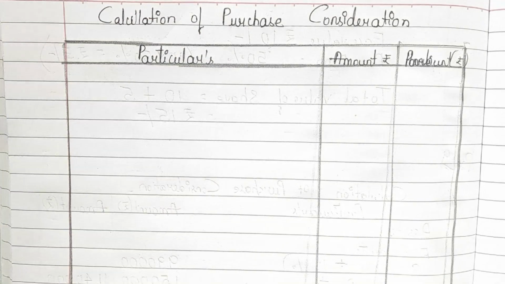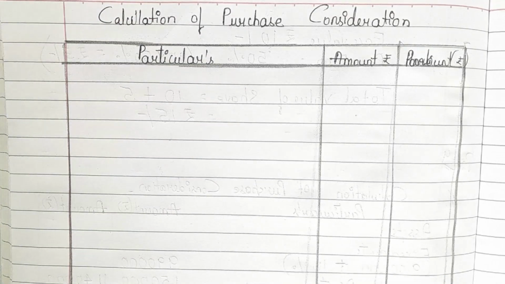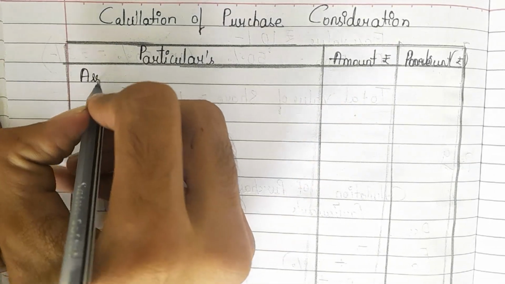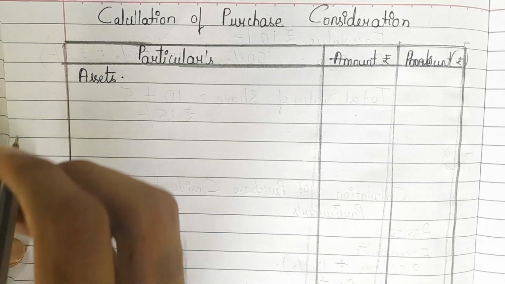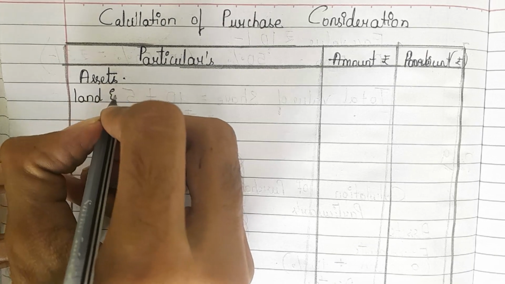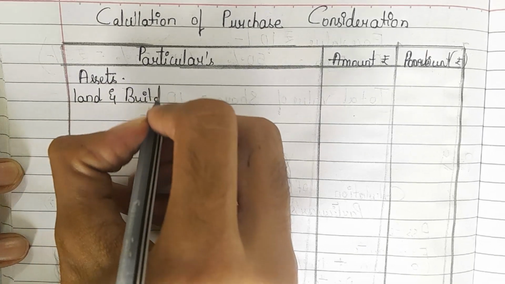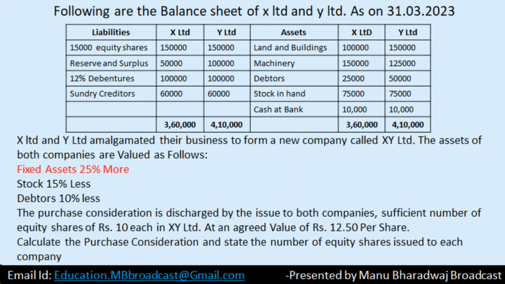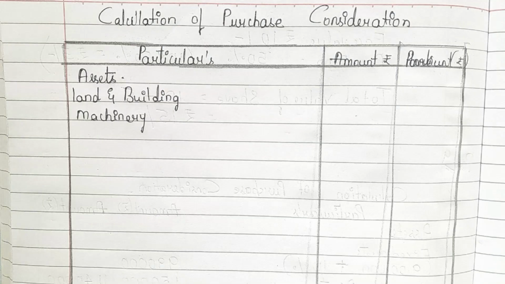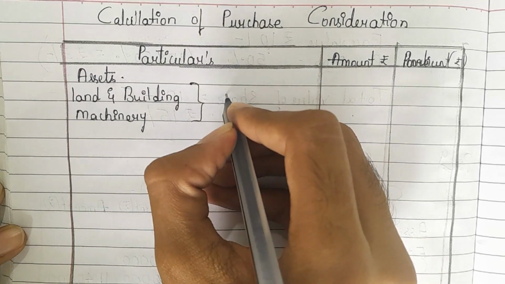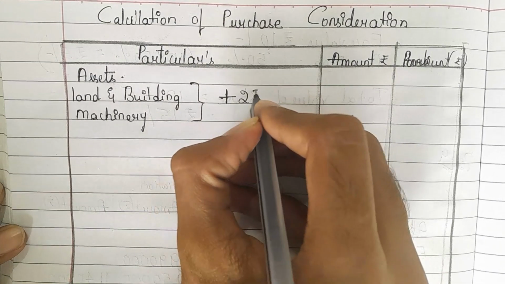Okay, this is the format to calculate the purchase consideration. Now, as we all know, first we should take assets. Now check the balance sheet. First is land and building. Next is machinery. Now, if you see the first adjustment, they have given fixed assets 25% more. Here, what are the fixed assets we have? Only land and building and machinery. For this, you need to add plus 25%.